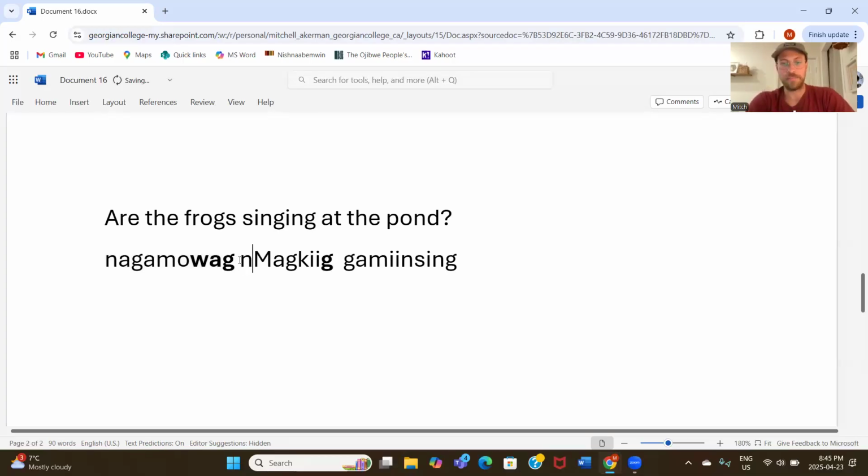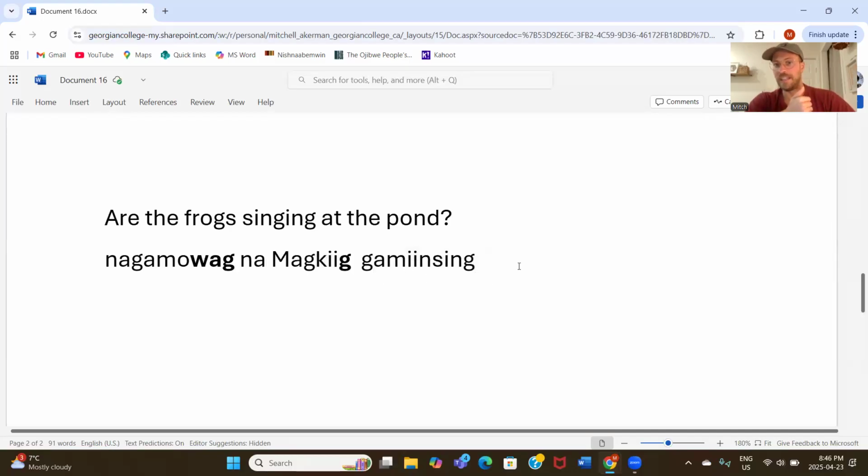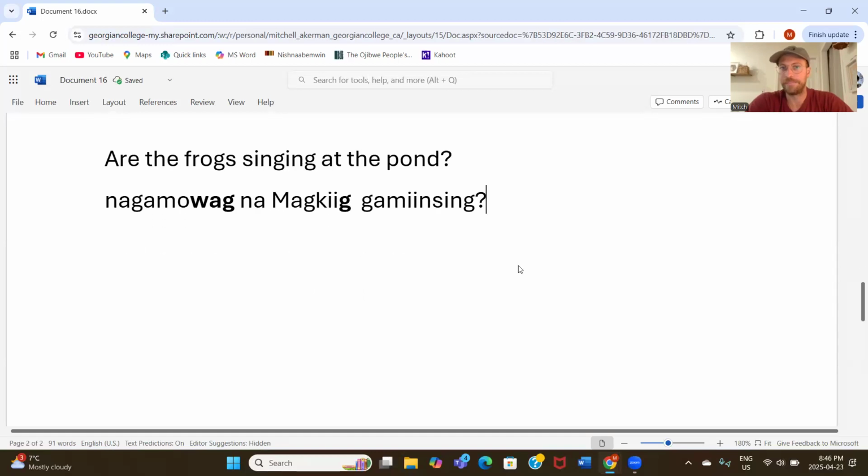Second word is na, right? Always going to be the second word. So the thing you don't know, if they're singing or not, na, and then everything else. Nagamwag na mookiig gamiising. Are the frogs singing at the pond? Okay, great question.